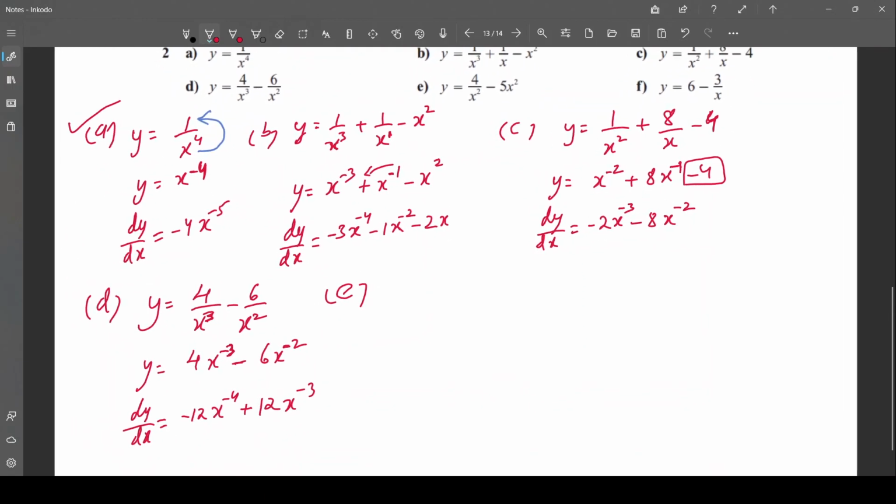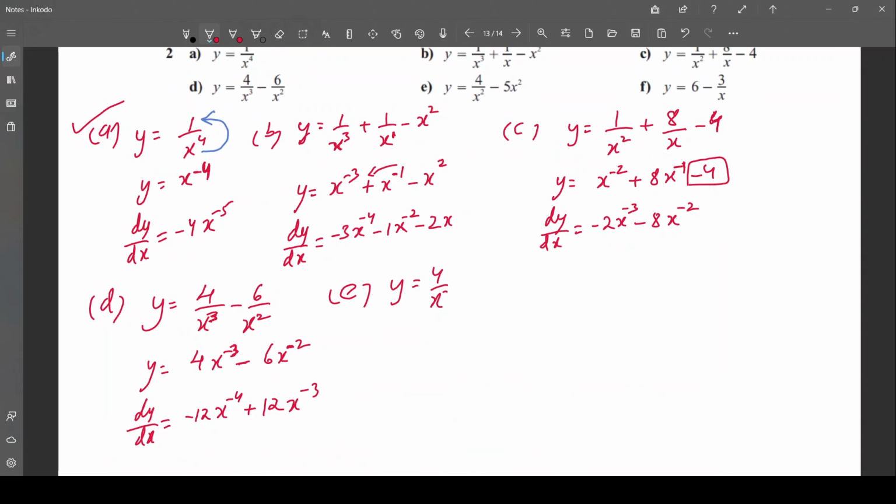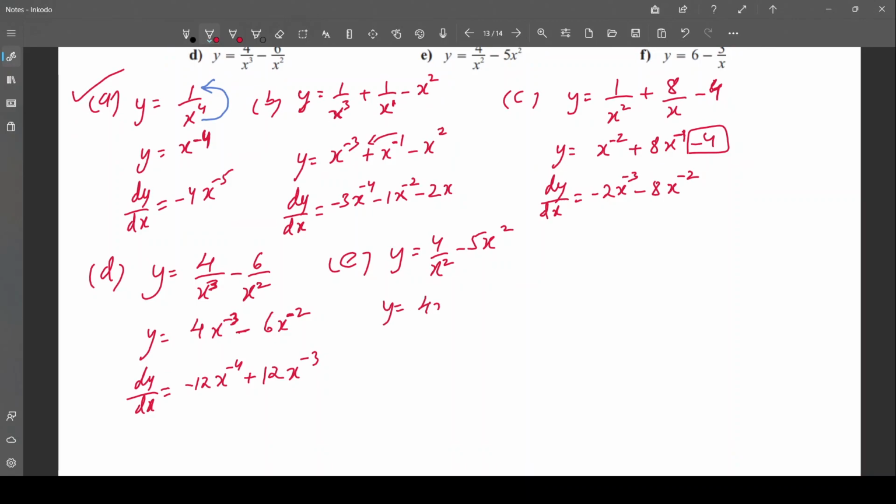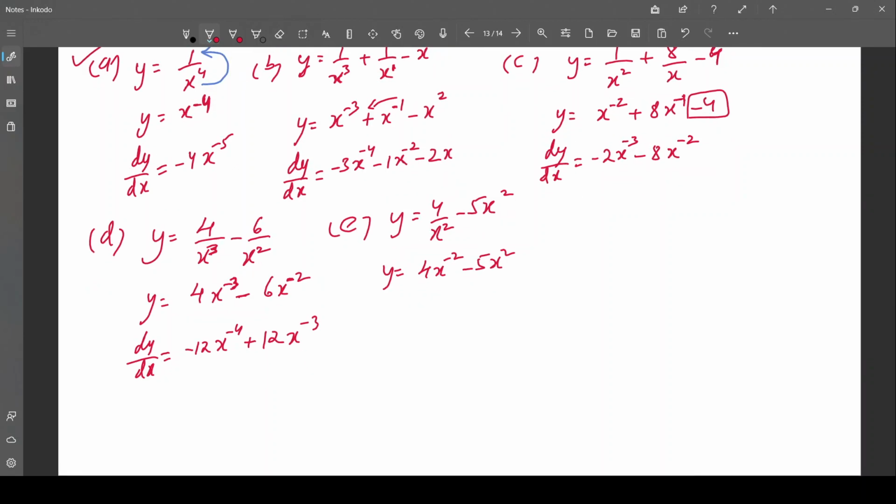Now differentiate this function, y equals 4 by x square minus 5x square. First I have to take this x square over the top with a negative sign, and this is already there. If I differentiate y with respect to x, minus 2 will come in front, multiplied with 4, it will be minus 8. And minus 2 minus 1, we are also subtracting 1 from the power, so it is minus 3. Minus 5 times 2 is 10, x to the power 1, because 2 minus 1 gives you 1.